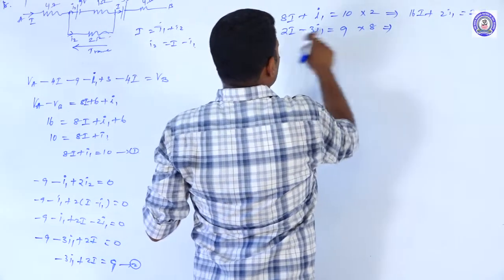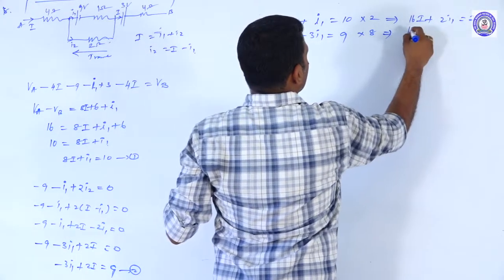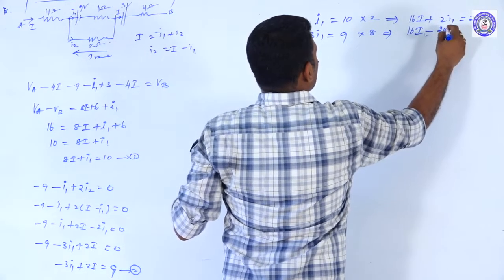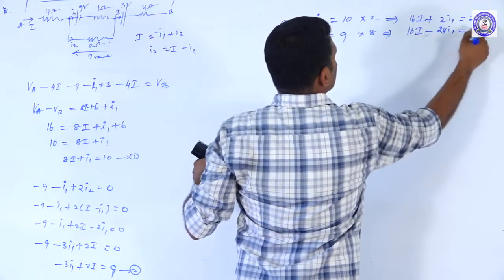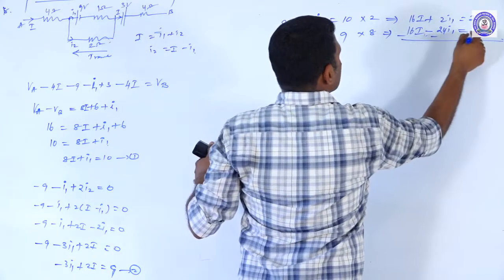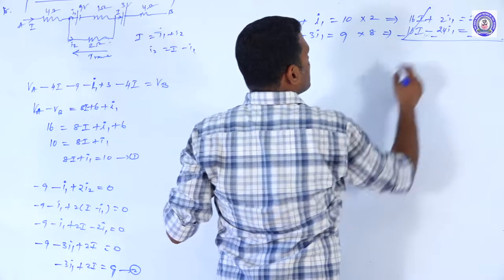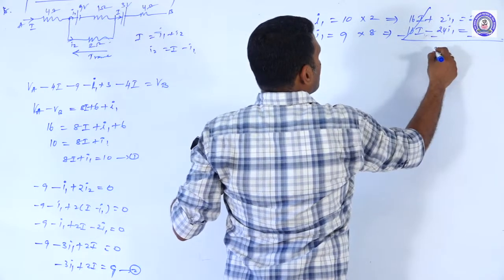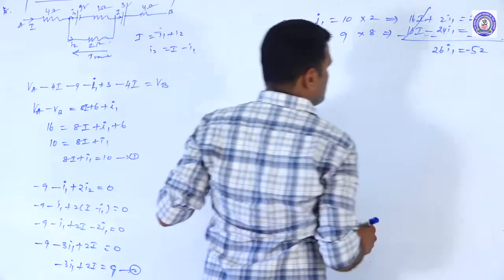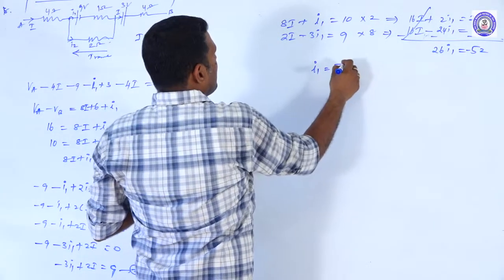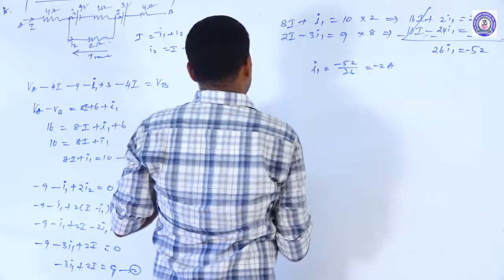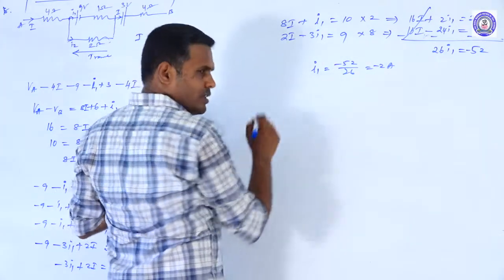Then when this is multiplied, this is 16I minus 24I1 equals 72. So if you take a difference, this will cancel out. Minus of minus is plus. So 26I1, this is equal to minus 52. What is I1 then? Minus 52 divided by 26, minus 2 ampere. So I1 is minus 2 ampere.